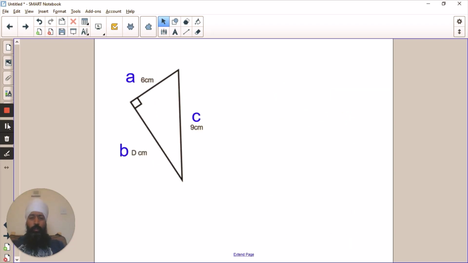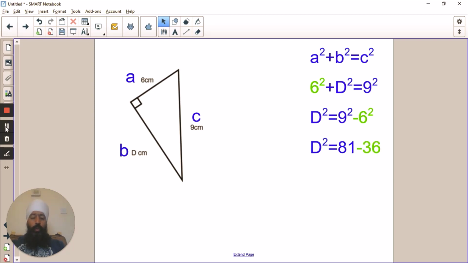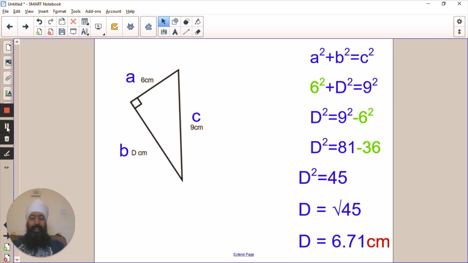Okay, question number 4, guys. So this time we're trying to work out what D is. Again, the longer side, C, is always opposite the right angle. Okay, so start off by labeling your triangle. Write out the formula. Substitute the values, the lengths from the triangle, into the formula. Rearrange, so take the 6 squared to the right hand side. Don't forget it will become a negative when it goes over. Work out your values of the squares, subtract those squares, work out the square root of 45, and lastly, don't forget to write centimeters as your units.